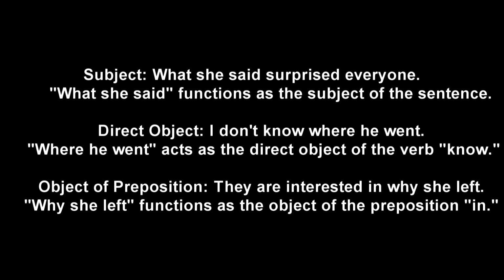Here are some examples. Subject: what she said surprised everyone. What she said functions as the subject of the sentence. Direct object: I don't know where he went. Where he went acts as the direct object of the verb. Object of preposition: they are interested in why she left. Why she left functions as the object of the preposition in.